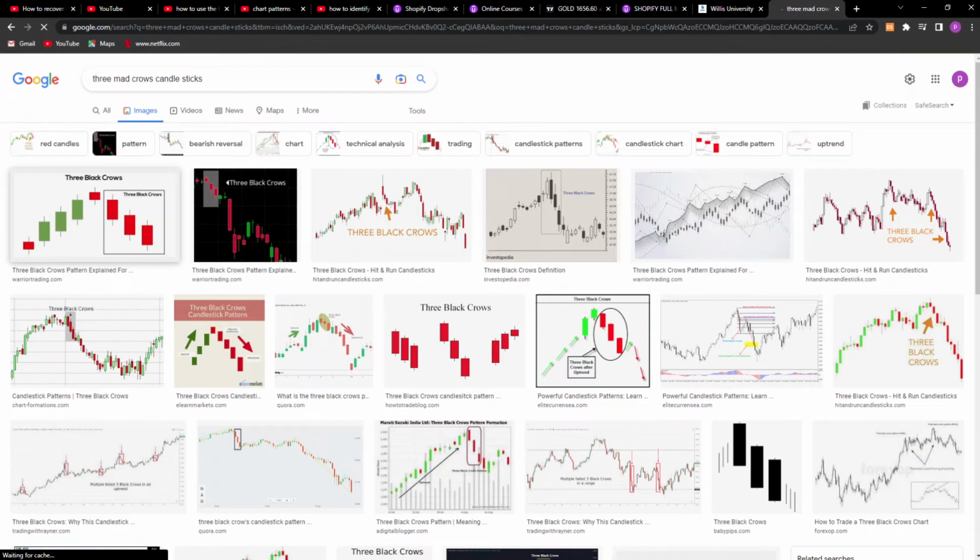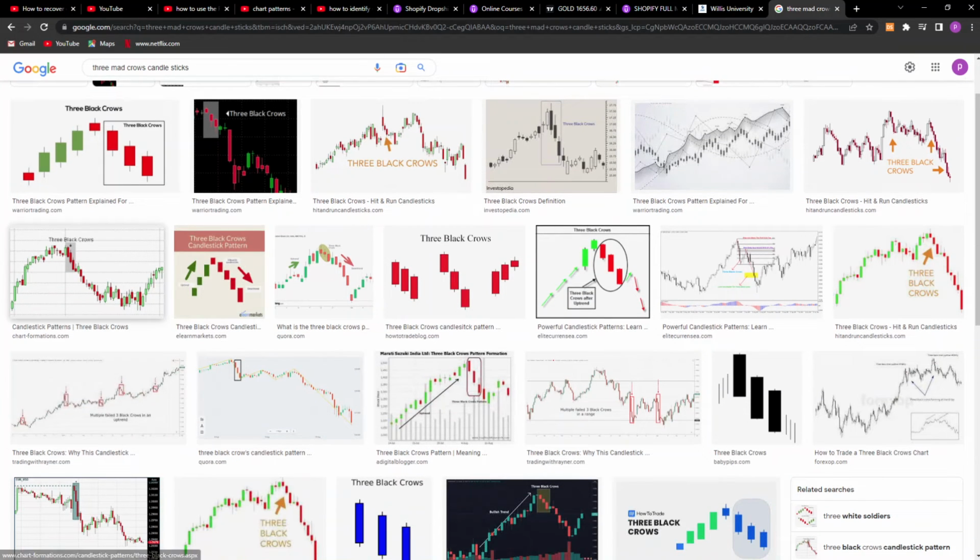Okay, look at that. Have you seen the 3 black crows? Look at this. The 3 black crows. So you see, when you are able to spot this, you now know where the direction of the market is going to go.